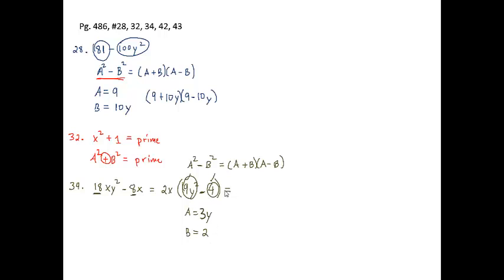So then all you do is fill your answer in. Now don't forget the 2x is hanging outside, so there's your 2x. And then you have 3y plus 2 times 3y minus 2. And it's factored. Good.